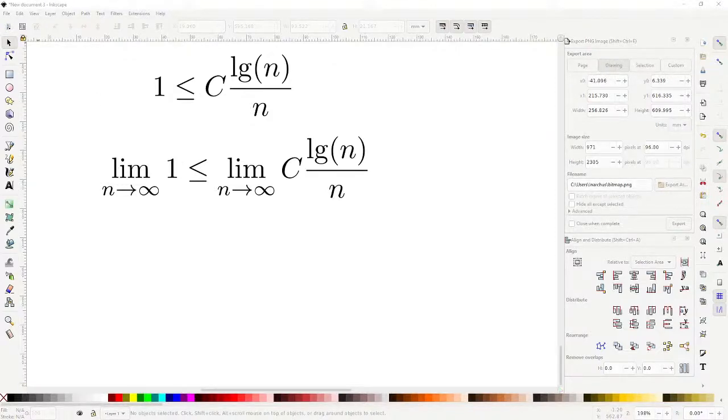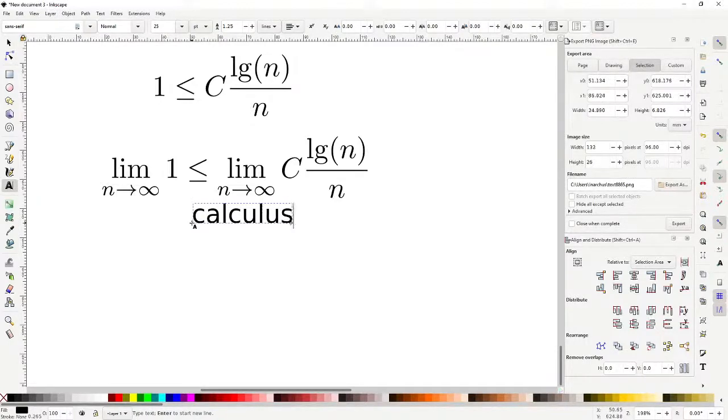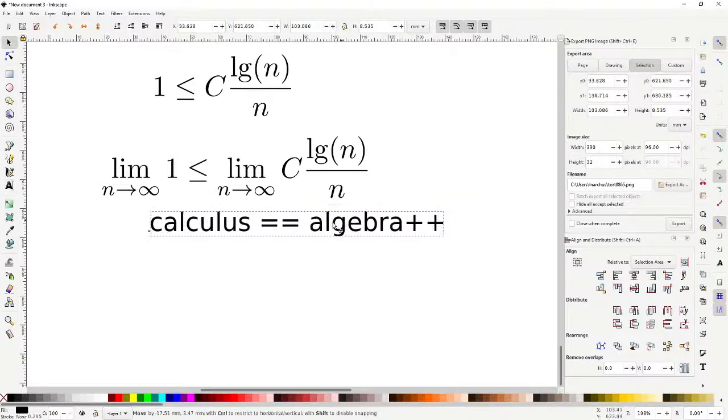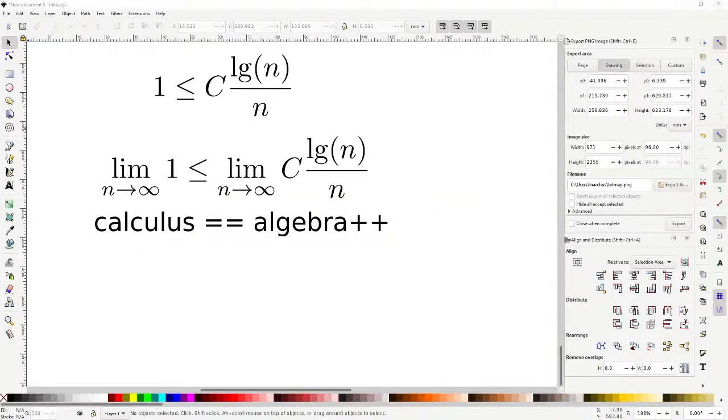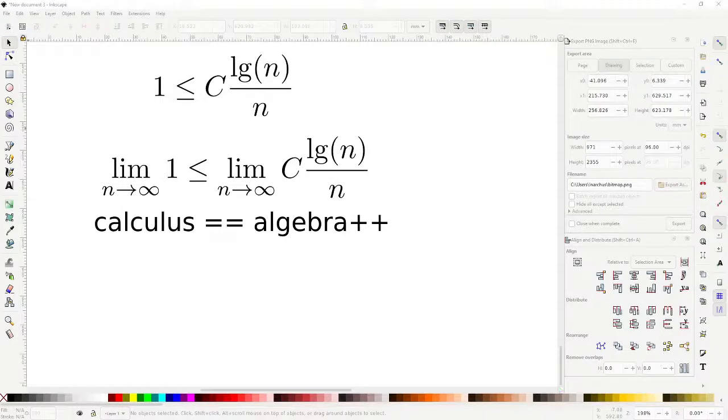Now, of course, you would say, aha, n over log n, or log n over n, or whatever. This is infinity over infinity, right? So this is in indeterminate form. Calculus is basically just algebra plus plus, right? Anyway, the point is you don't really have to do this on paper most of the time. So you would use L'Hopital's rule in this case.